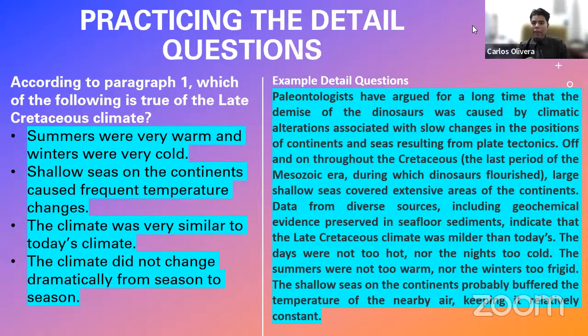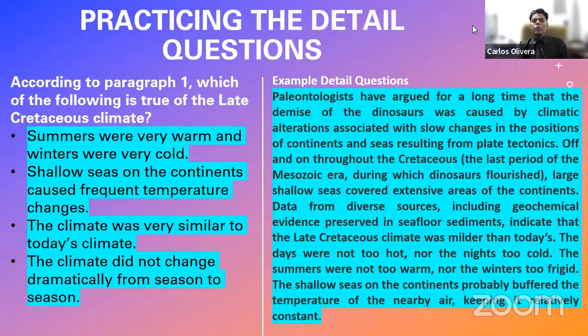If you look at the passage, you're going to find that in the late Cretaceous, the climate was milder than today's, right? So as it was milder, you should not choose that option, because it contradicts what the passage says. Given that it was milder, it was not similar to today's climate.